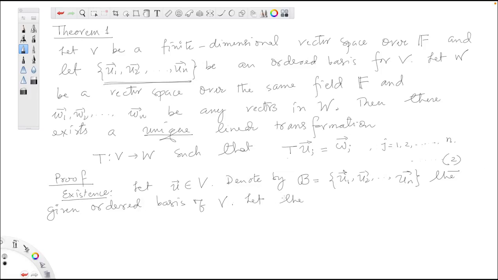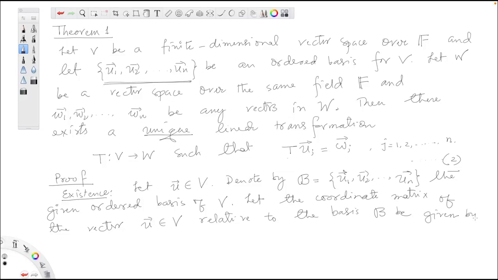Let this coordinate matrix of the vector U in V relative to the basis calligraphic B be given by x1, x2 all the way down to xn.